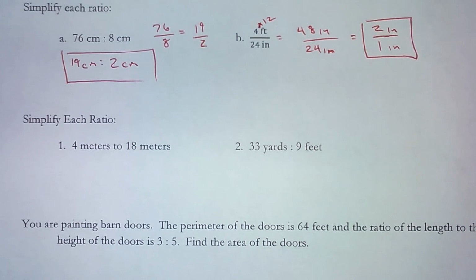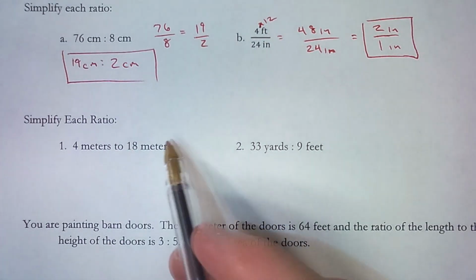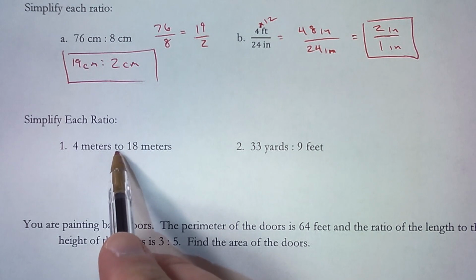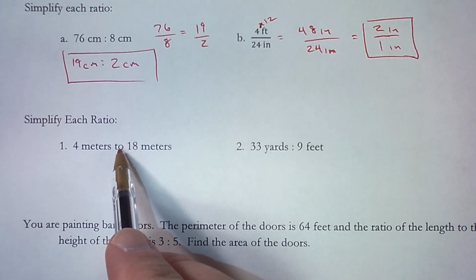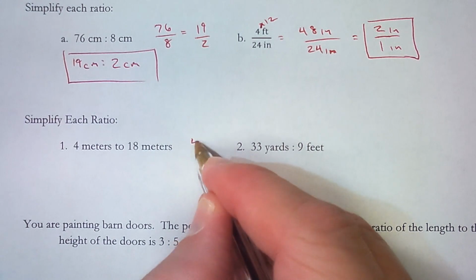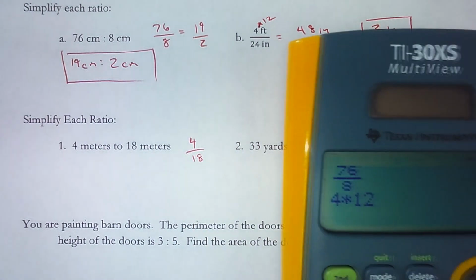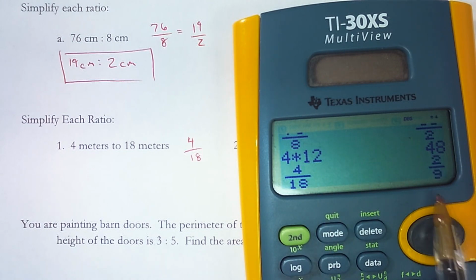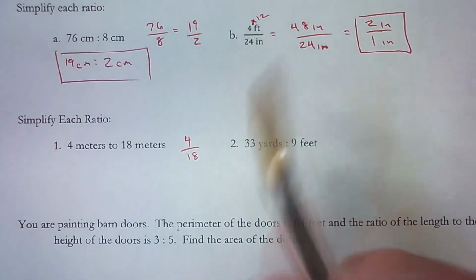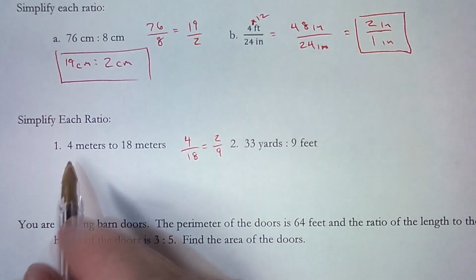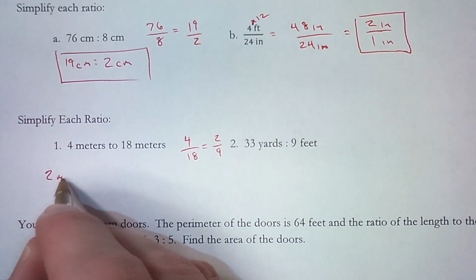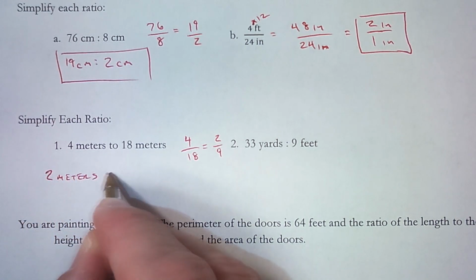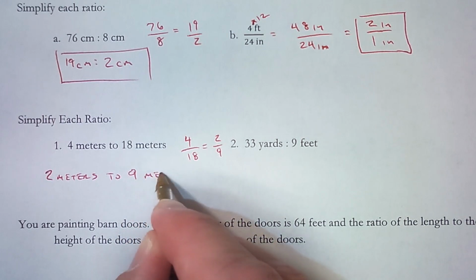Okay, here's a couple more ratios to simplify. 4 meters to 18 meters. Now this one is just written with the word "to." So we're going to write our final answer just like that. But first, I'm going to write 4 over 18 as a fraction, and I'll simplify that. 2 goes into both of those, 4 and 18, 2 times and 9 times. So we get 2/9 as our simplified fraction. So the simplified ratio is 2 meters to 9 meters.